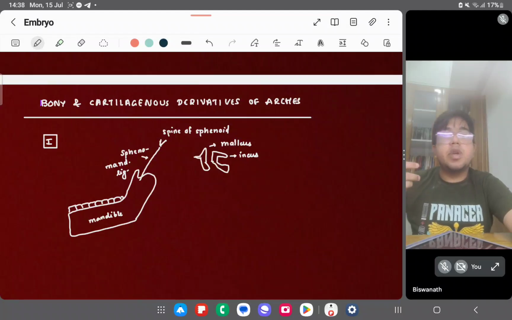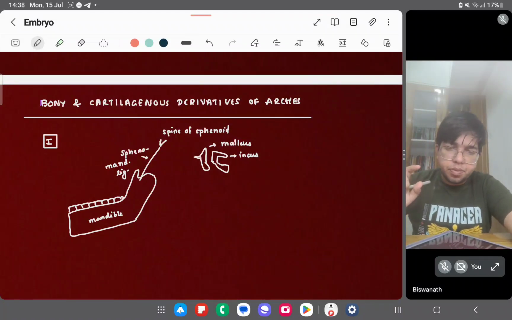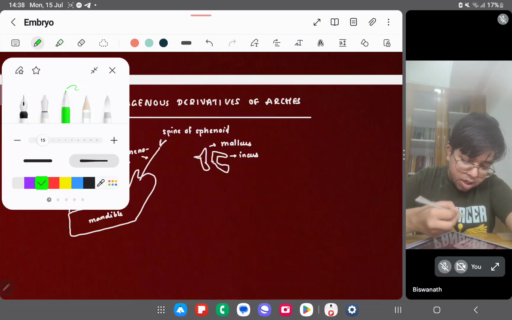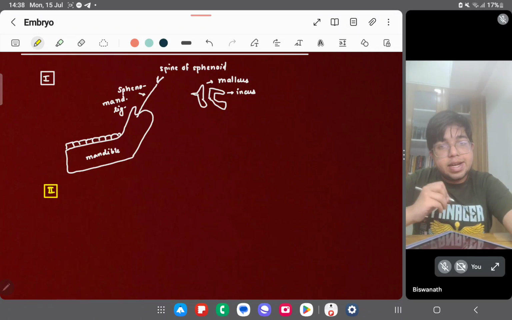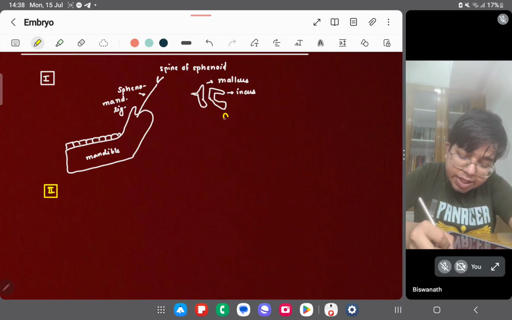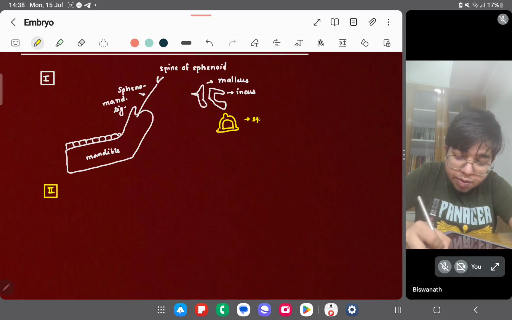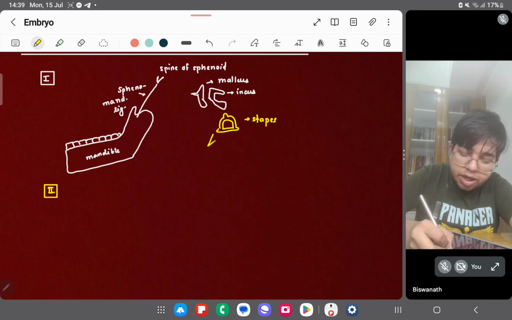Then we'll draw another thing, which is your second arch derivatives. I'm drawing the second arch derivatives in, let's say, yellow. So for the second arch derivatives, one is the ear bone, that is the stapes. Two ear bones are already done. Stapes, or your stirrup. There is a styloid process also here near it.